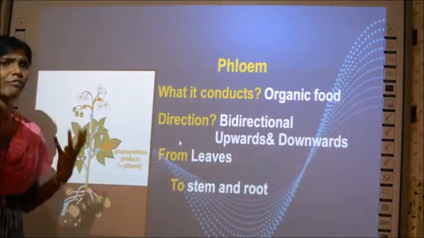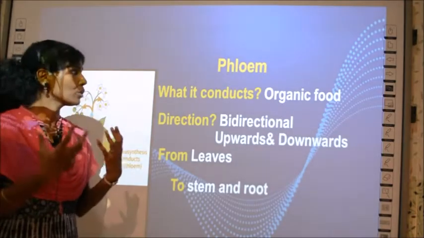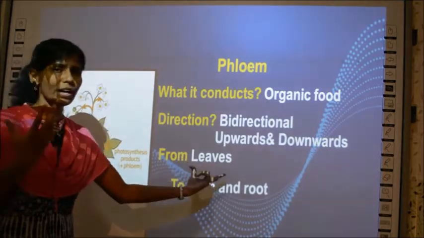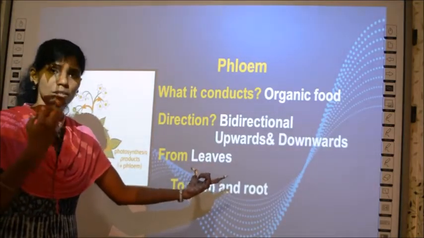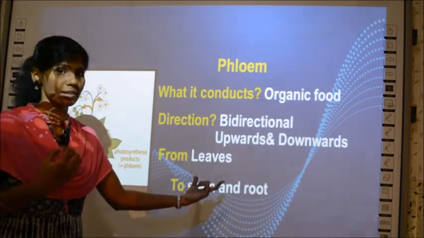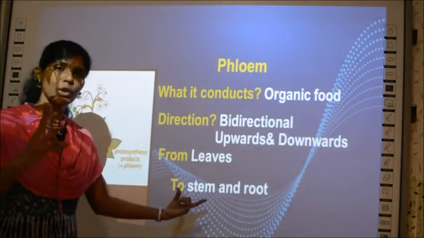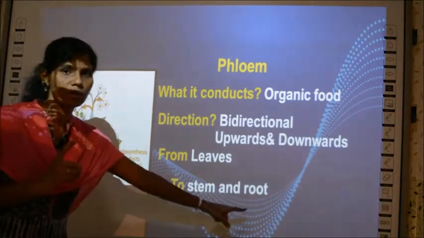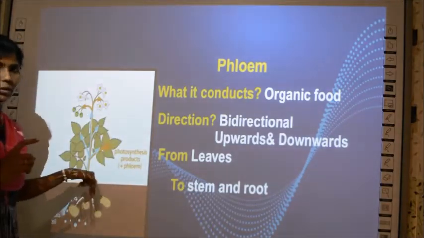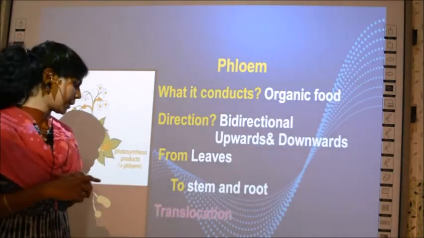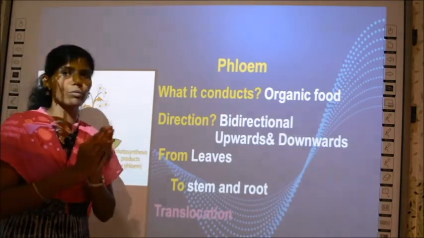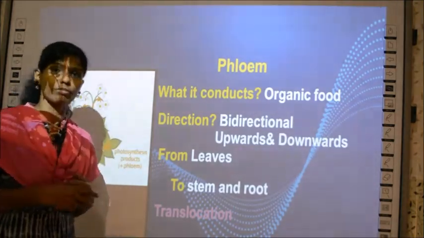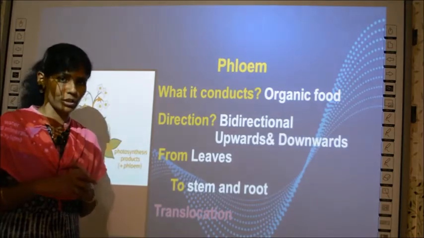And then from where to where can the phloem conduct? Number one, I told you, from the leaves. Why from the leaves? Because the leaf is the place where photosynthesis happens. So from the leaves there are two options, either to the stem or to the root. This I have already explained to you. And this process of movement of food from the leaves to other parts of the plant is called translocation.